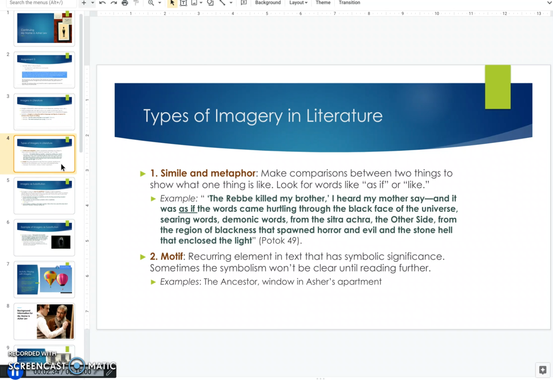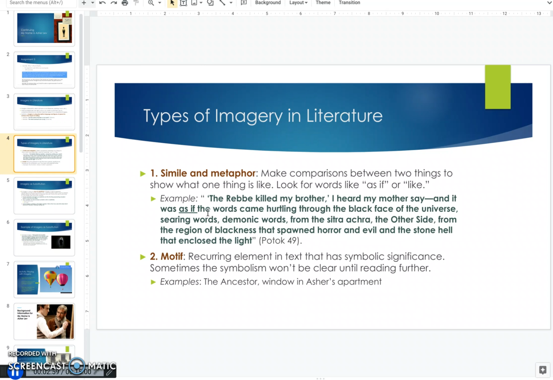There are 3 types of imagery I want to cover. Really in literature, there can be more, but I think these are the 3 most common that you'll see in My Name is Asher Lev. The first is what we call simile and metaphor. These 2 types of imagery make comparisons between 2 things to show what one thing is like. So you look for words like "like" or "as if" to see this imagery.